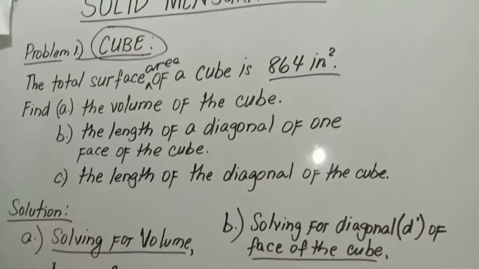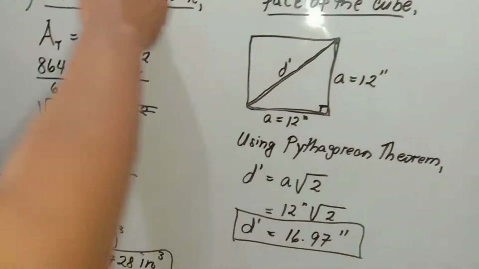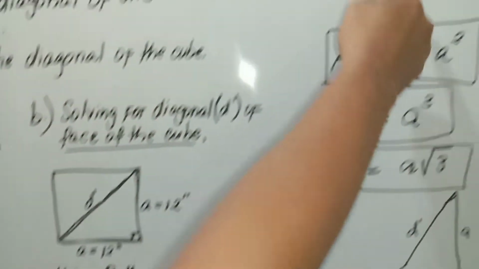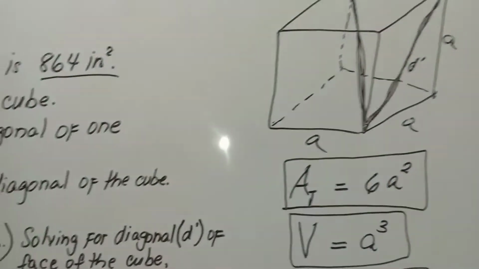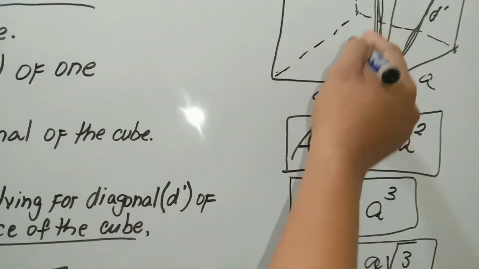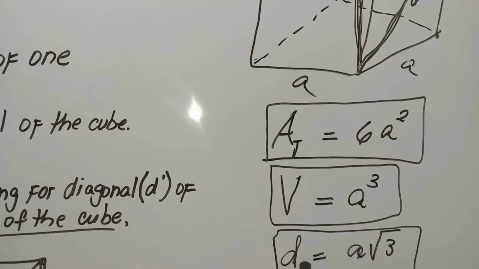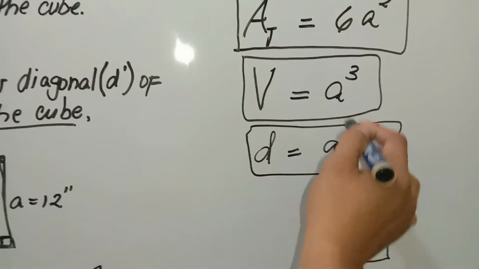Now the third requirement here is the length of the diagonal of the cube, meaning this one, the interior diagonal of the cube. So what is the formula as we studied here? The length of the diagonal for the interior of the cube is equal to A times the square root of 3.